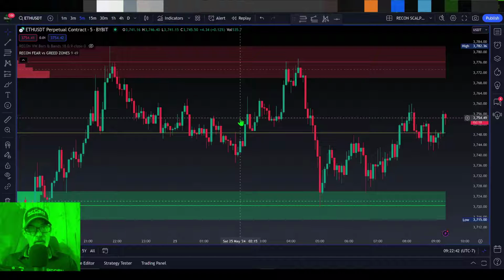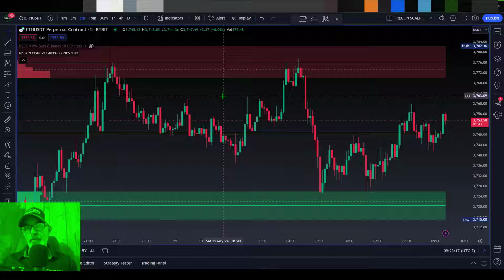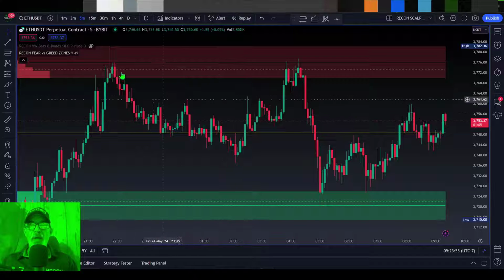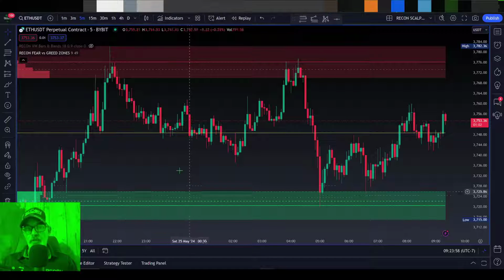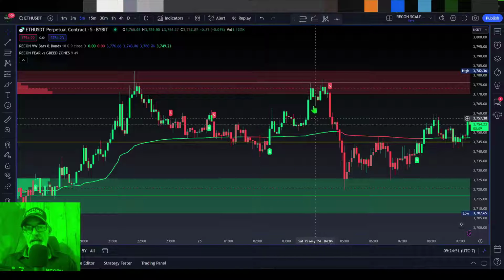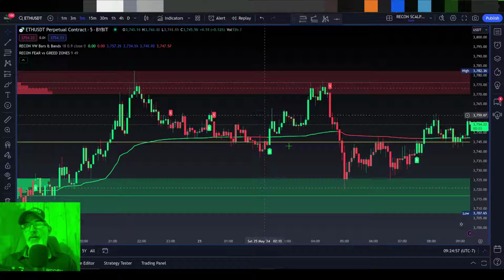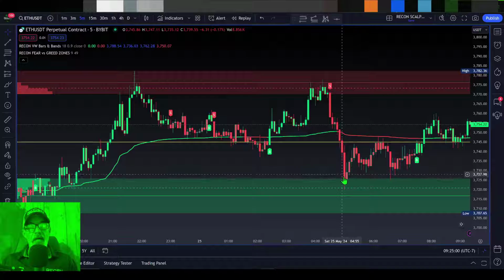However, I never use one indicator to determine entries, exits, or trading strategies. I am typically looking for 3 types of indications that a trade may move in my direction. One is trend, the other one is momentum, and then I'm also looking for volatility. And so in addition to the fear and greed zones, I will add my Recon volume weighted bars and bands to the chart. And now with that indicator added to the chart in combination with the fear and greed indicator, I have a better idea of trend direction and momentum.